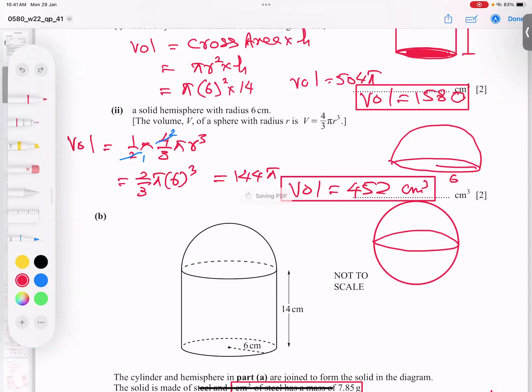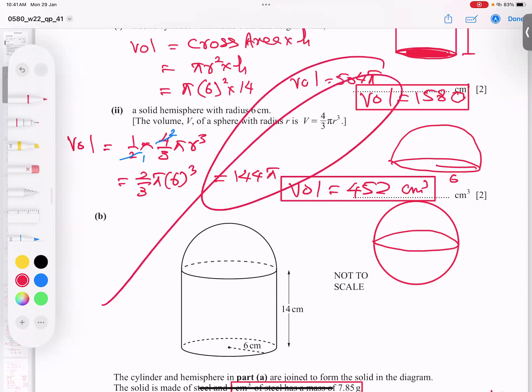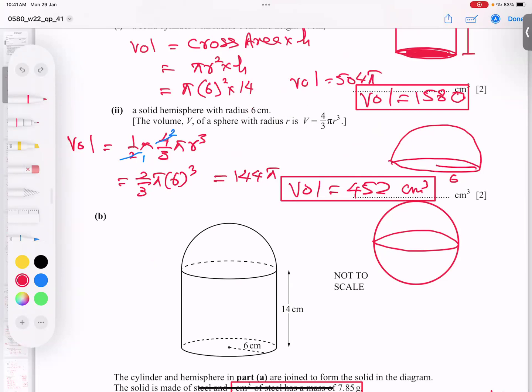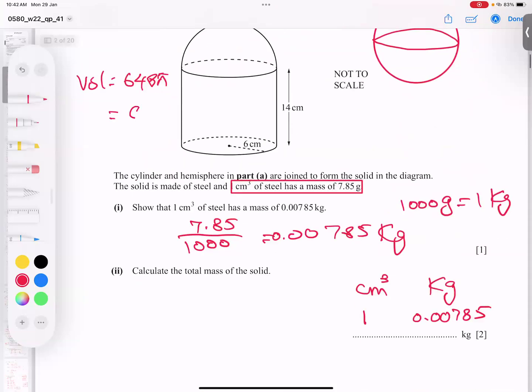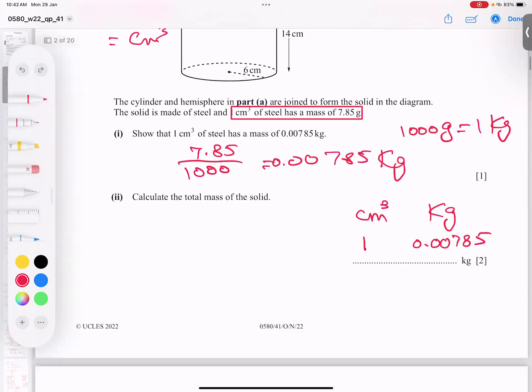So if I add these two, 144 plus 504, what total volume will I get? Total volume is coming 648 pi. So this centimeter cube volume I have already. This value I'm copying under it. Have a look.